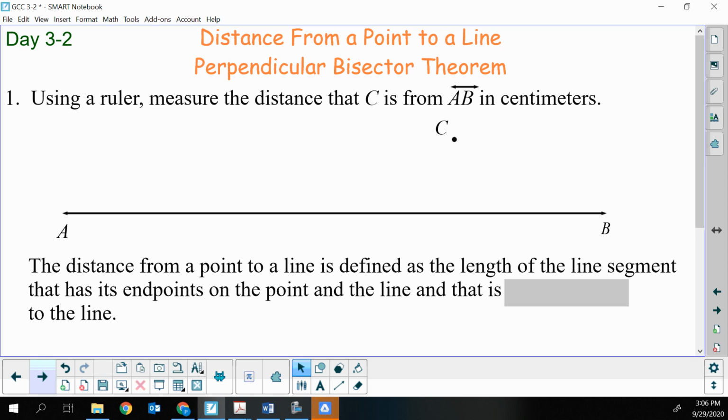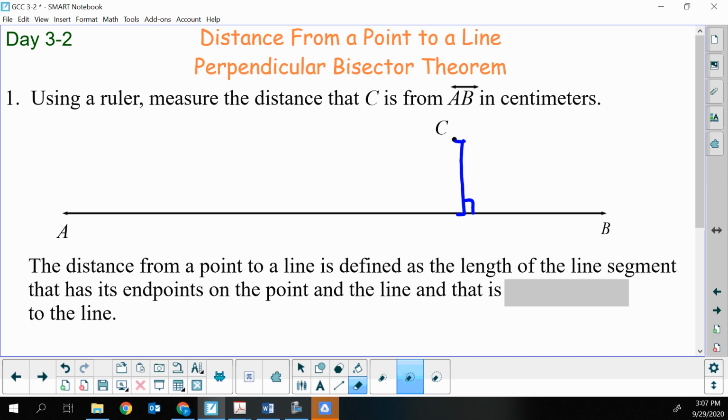So not all of you might have rulers, but if you were to measure the distance from C to AB, we should be measuring this distance straight down. The distance from a point to any line or line segment is a distance that is perpendicular to what you're looking at. So we wouldn't measure the distance from C to here and say that's the distance from the line. So you always measure at a perpendicular distance.